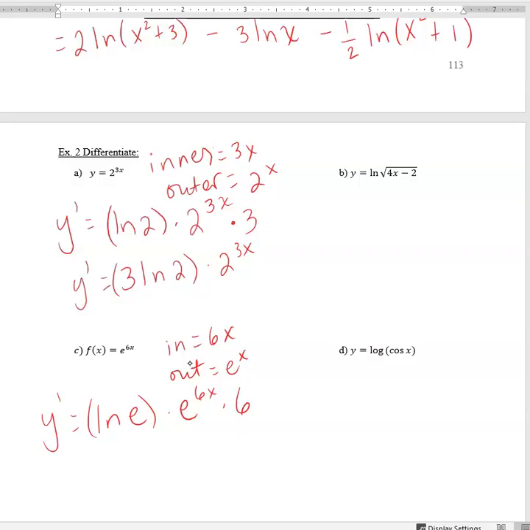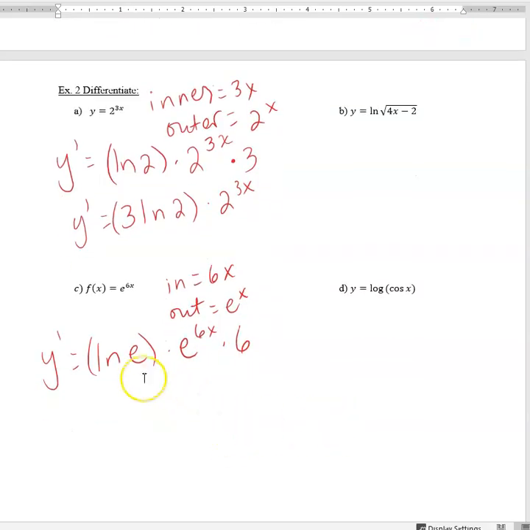And the natural log of e, that's another log property you may or may not remember, but the natural log of e is always going to simplify to just 1. If you put it in your calculator, you'll see what I'm talking about. But if you forget and you just leave natural log of e, that's okay too. So I'm going to clean this up a little bit and write it as 6 times e to the 6x. And that would be my simplified answer.